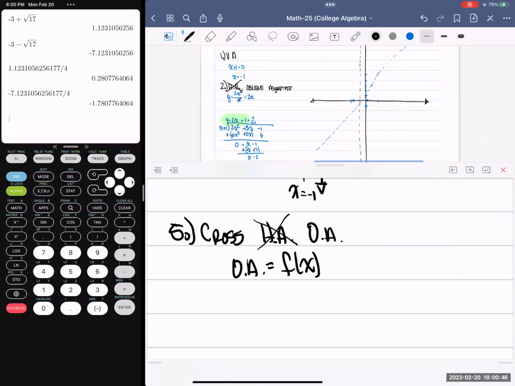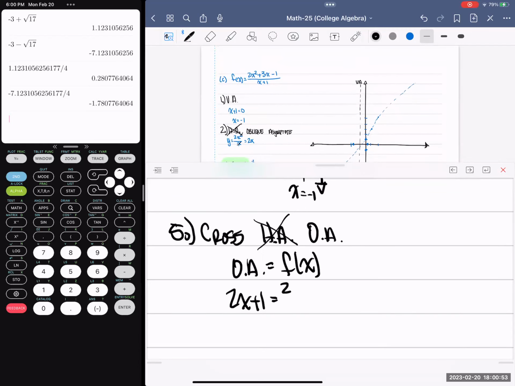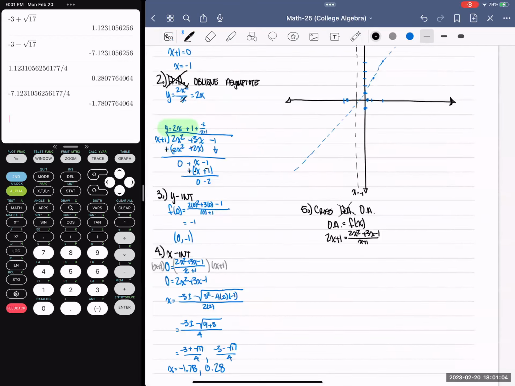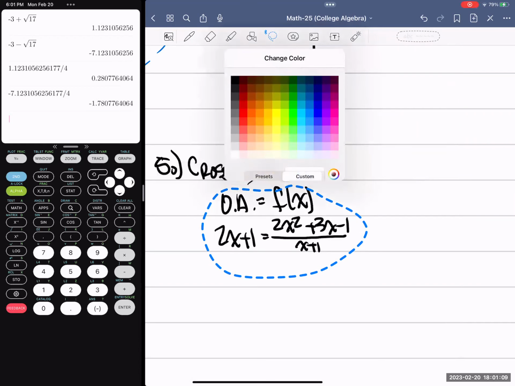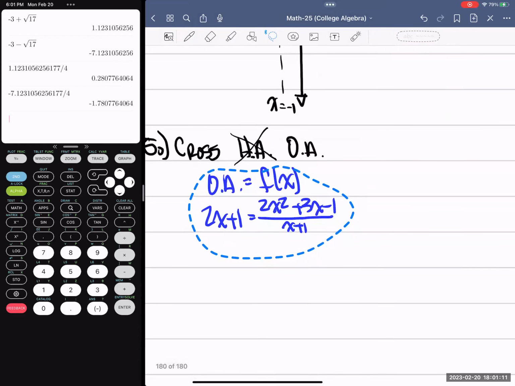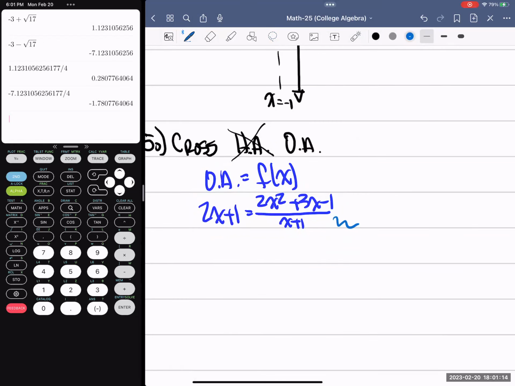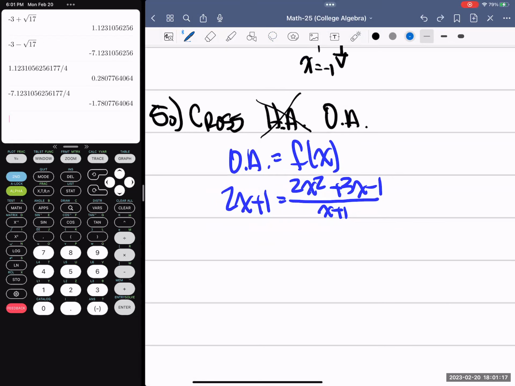So our oblique asymptote was 2x plus 1, which is equal to our function, 2x squared plus 3x minus 1 over x plus 1. Okay, so now to solve for this, we're going to multiply both sides by this denominator to rationalize it.